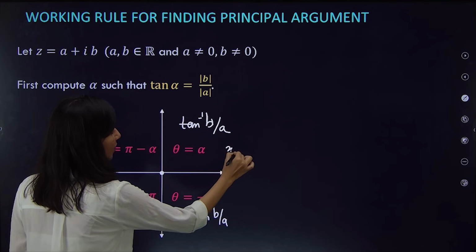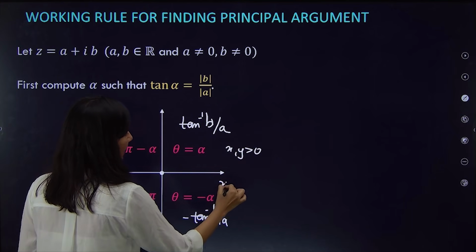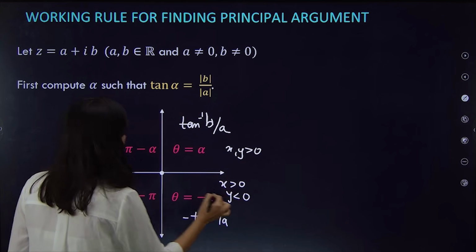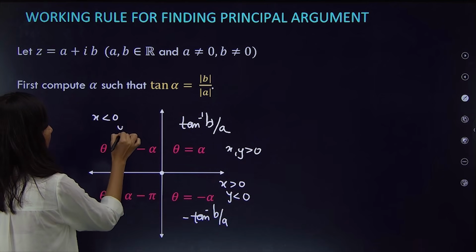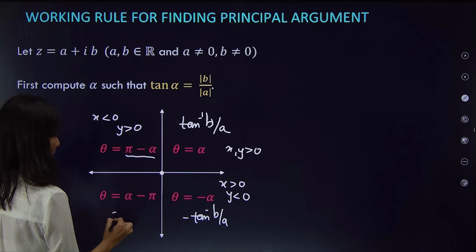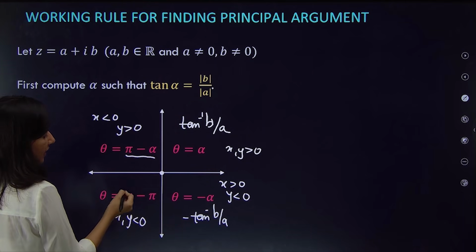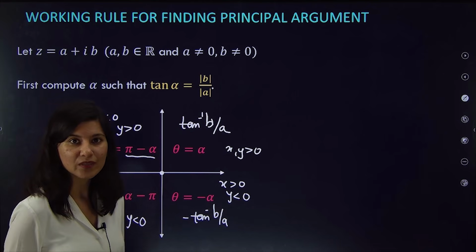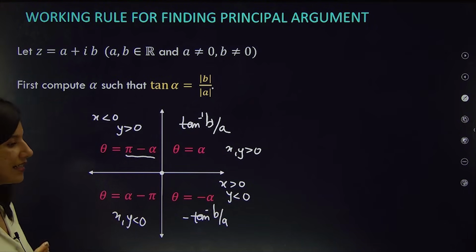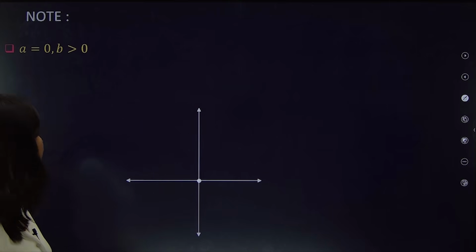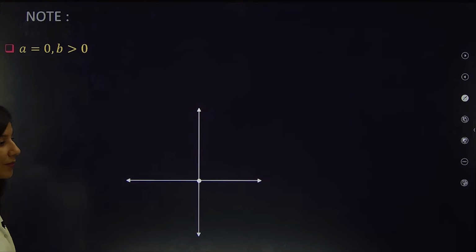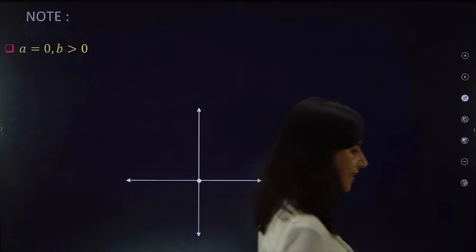When x, y both are positive, x positive but y negative. Here x negative, y positive, so pi minus alpha. Here both x, y are negative, so this is pi minus tan inverse B by A, tan inverse B by A minus pi. I hope that this is very easy. Let us calculate values one by one. But before that, let's take the exceptional cases.